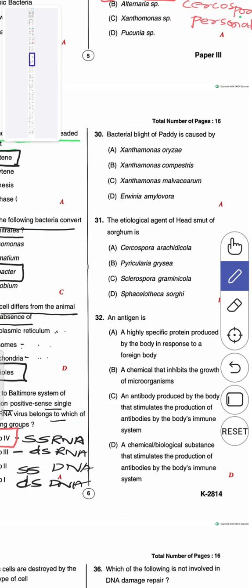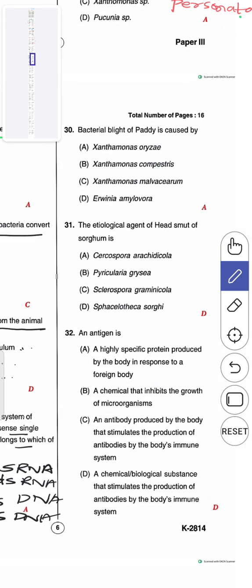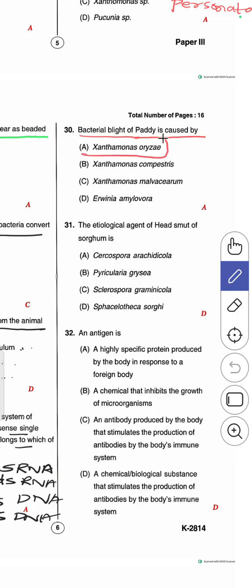Then read out the next question. Bacterial blight of paddy is caused by Xanthomonas oryzae. This is the organism which can cause the disease, that is bacterial blight of paddy. So A is the answer for this question.